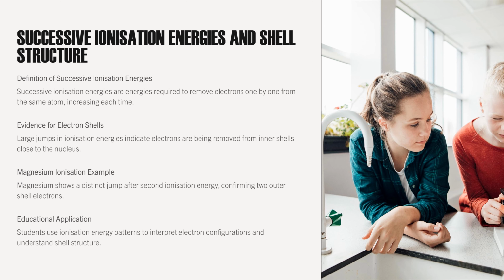Each successive ionization energy is larger than the previous because electrons are being removed from increasingly positive ions. A very large jump in successive ionization energies provides evidence for the existence of electron shells, as it indicates that an electron is being removed from a shell closer to the nucleus.